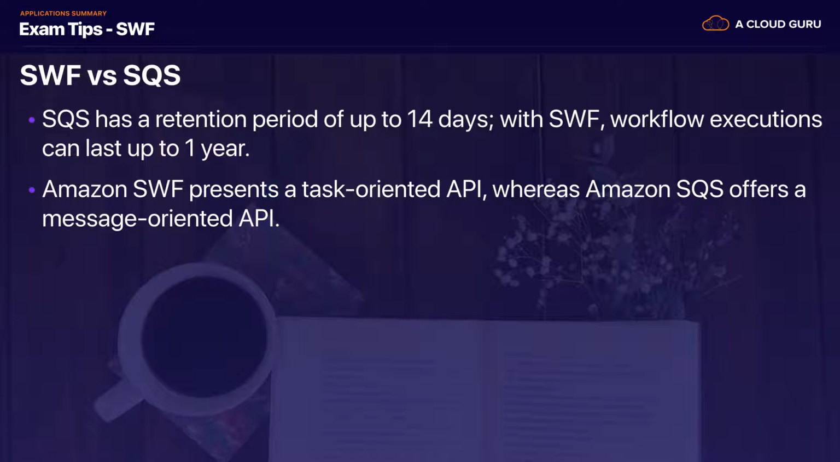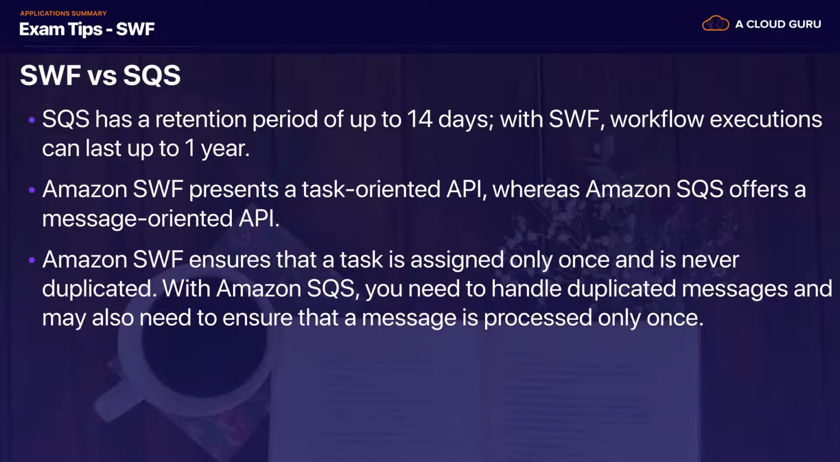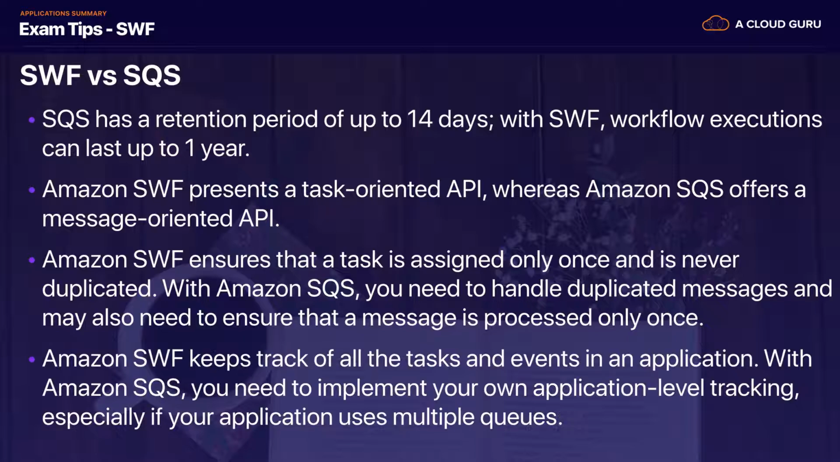If you've got a scenario-based question talking about a task-based structure and maybe it's got human workers, for example, then you want Simple Workflow. If you're talking about a message-based system, then you're going to go after SQS. SWF ensures that a task is assigned only once and is never duplicated. With SQS, you need to handle duplicated messages if you're using standard, if you're not using FIFO. You may also need to ensure that a message is processed only once.